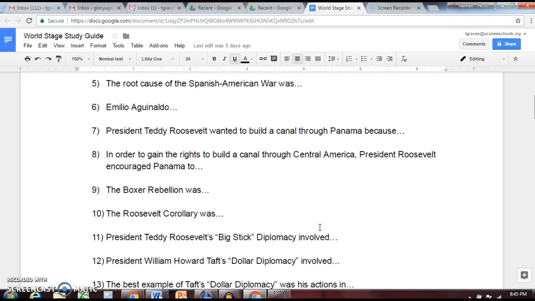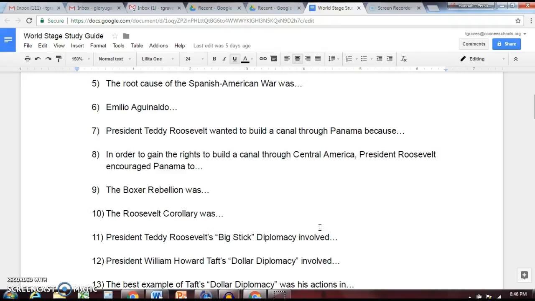But number 8, that's easier said than done, because in order to gain the rights to build a canal through Central America, President Roosevelt had to encourage Panama to rebel against Colombia. Because Panama was part of Colombia at this time, so it's a problem. The Colombians don't want to allow the United States to build a canal through their country. So President Roosevelt, using his big stick policy, after the negotiation failed, he tried to speak softly to the Colombians and negotiate with them. The Colombians turned him down.